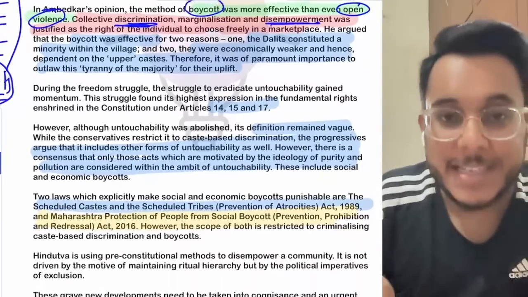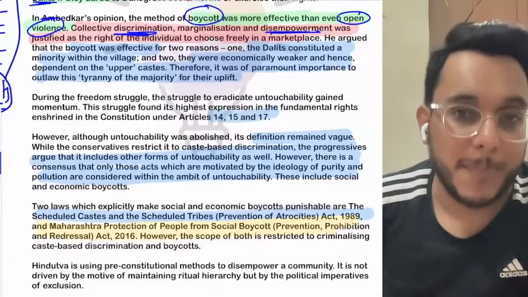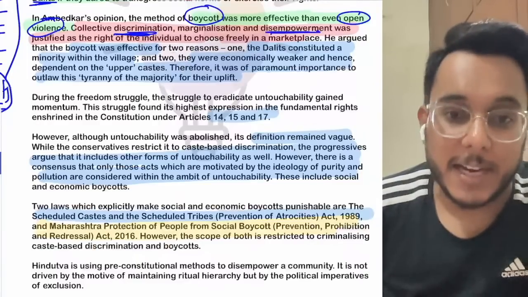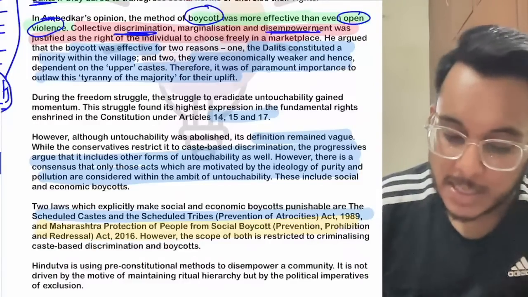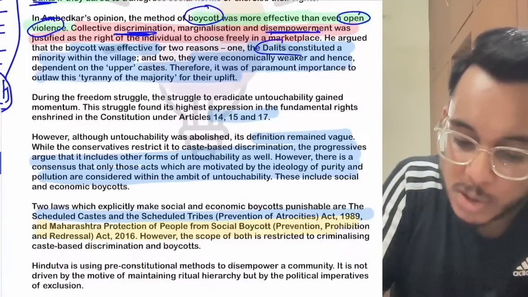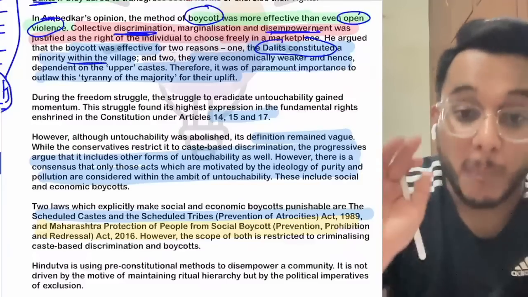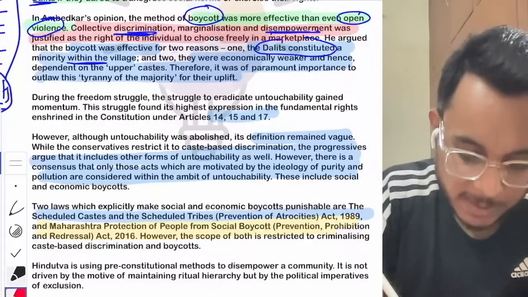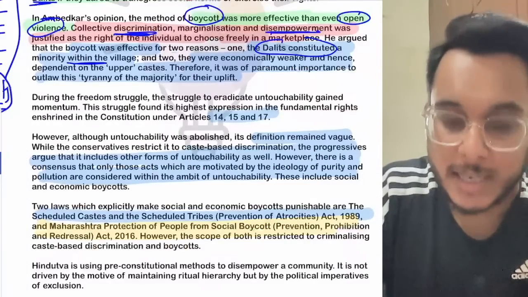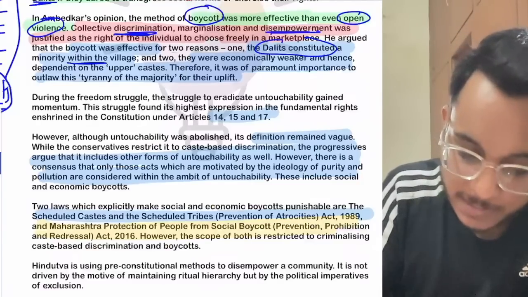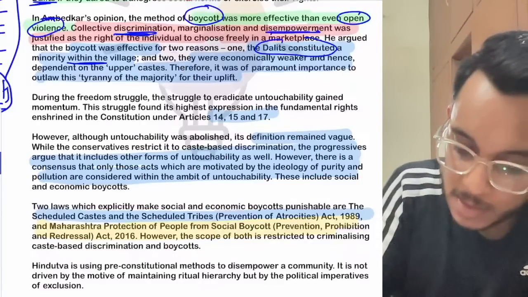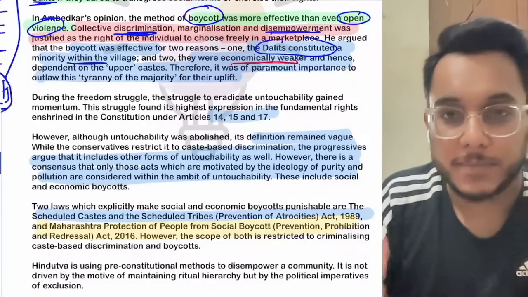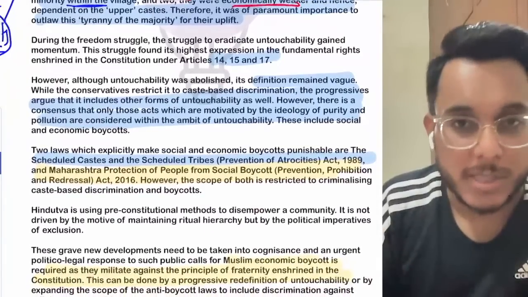Now, it has been said that these kinds of economic boycotts earlier happened against Dalit people and they were effective. Why were they effective? Number one, because Dalits always constituted a minority within a village. Most of the time, Dalits were a minority in a village. And secondly, they were also economically weaker. Therefore, these boycotts happened on them.